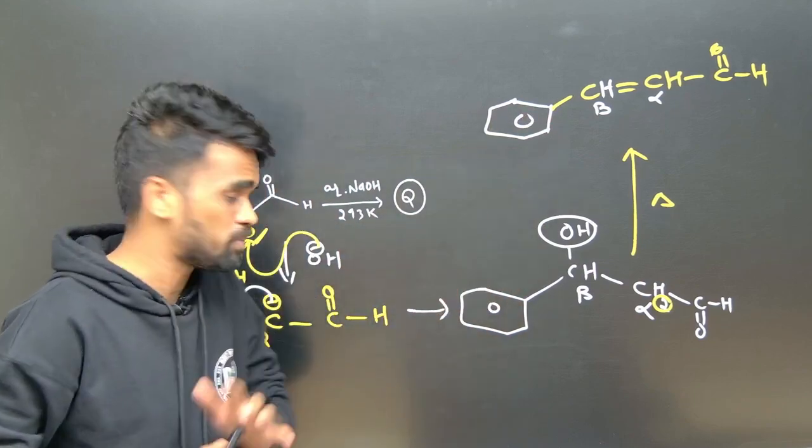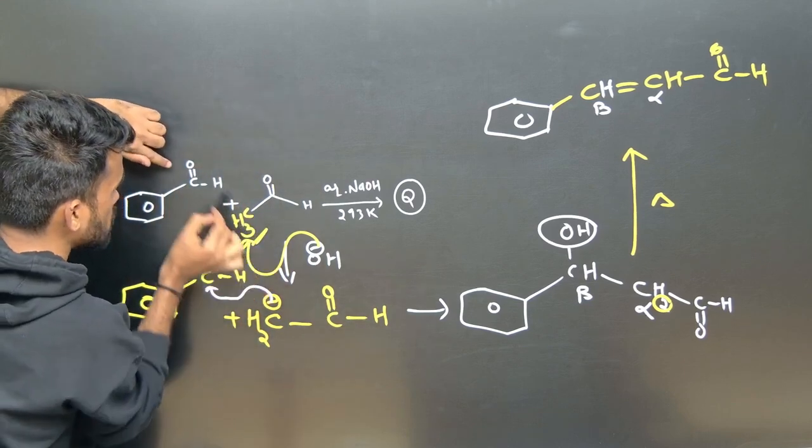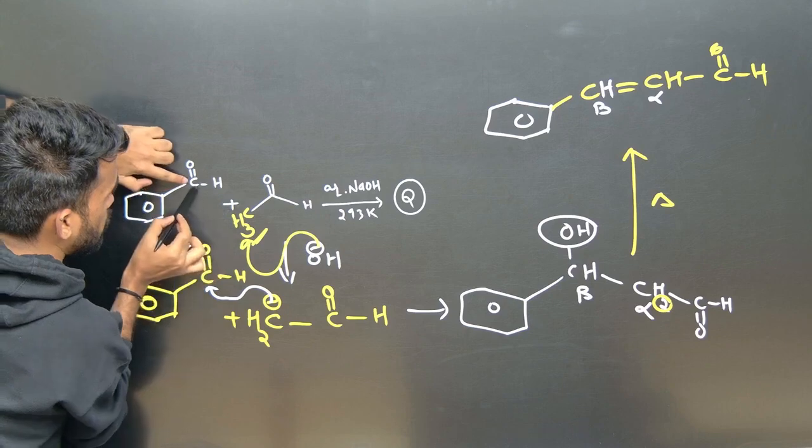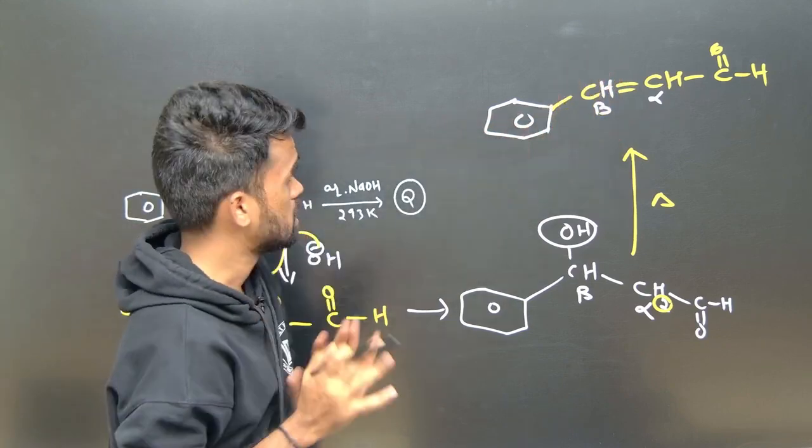Now you know there is a simple trick also. See, here we have acidic protons now. So remove these two acidic protons and this oxygen, and make a double bond between this carbon and this carbon. Right, that's it. You will get the direct product like this. This is the simple trick you can follow.